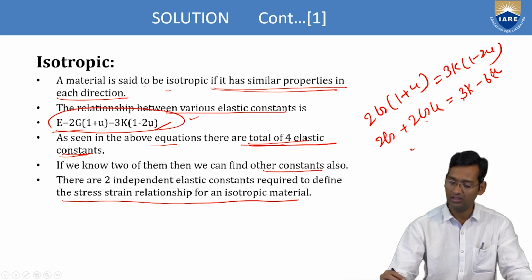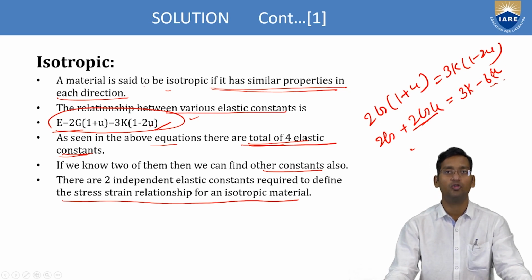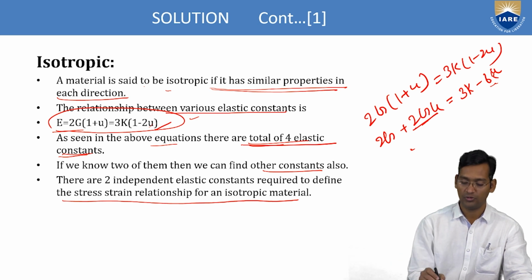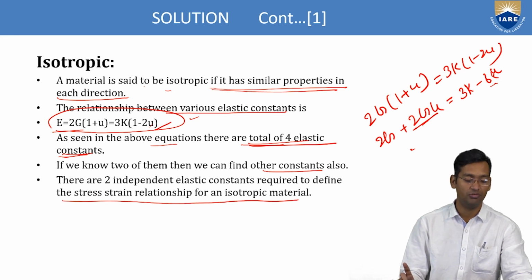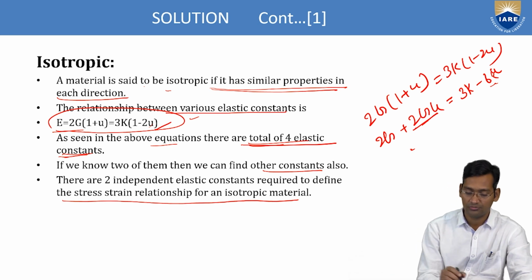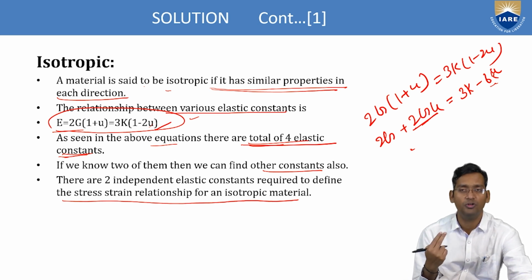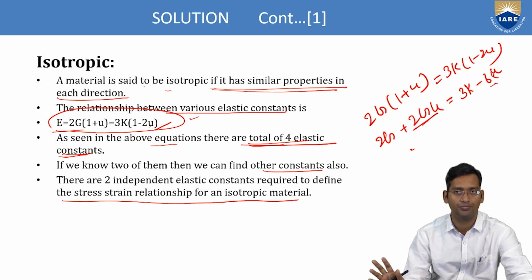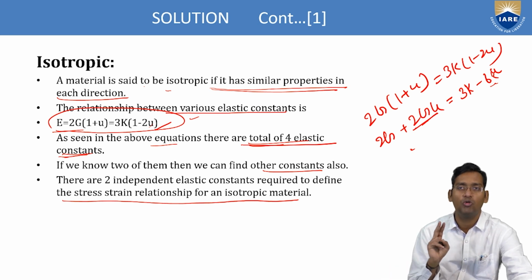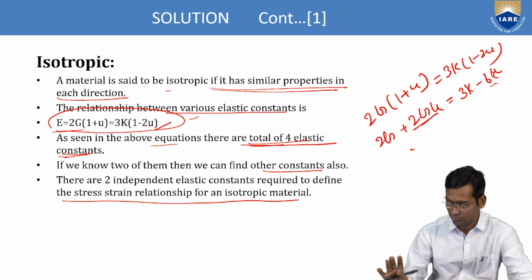Right. So from here you can see 2u on this side and 6u on this side. So how many total differences will be there? That 4 elastic constant difference will be there. So in total, 4 elastic constants are there. These are independent elastic constants, because here we are dealing with independent elastic constants. Now 4 is there. If we know 2 out of the 4, the remaining 2 we can find, and then we can find the relationship between stress and strain for the isotropic material. So here we only require 2. But in total it is 4 elastic constants, right?